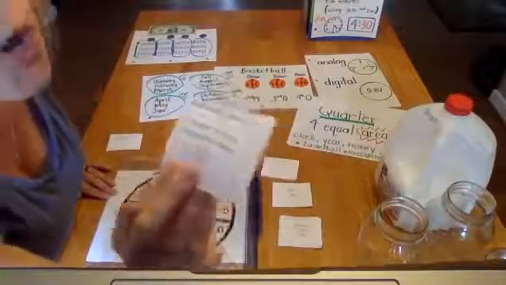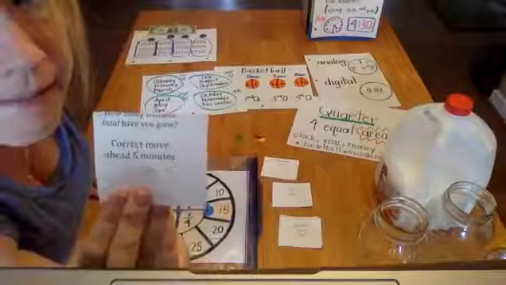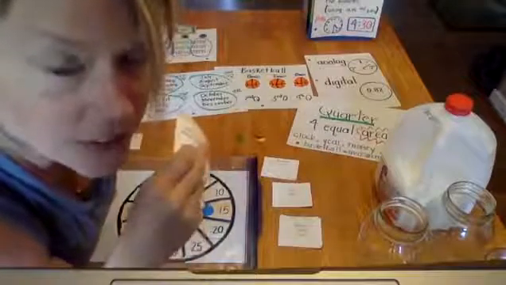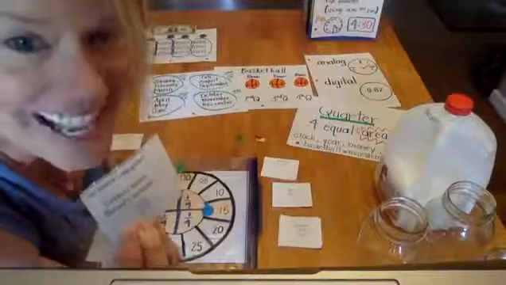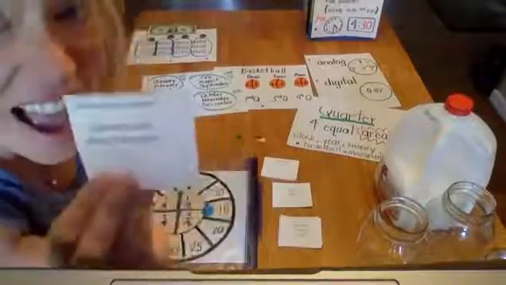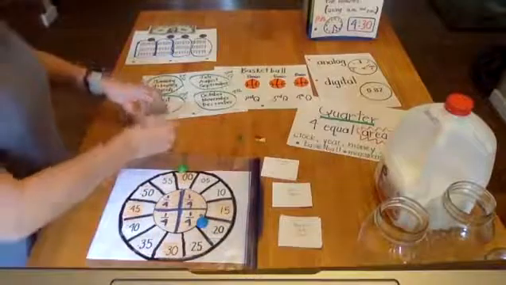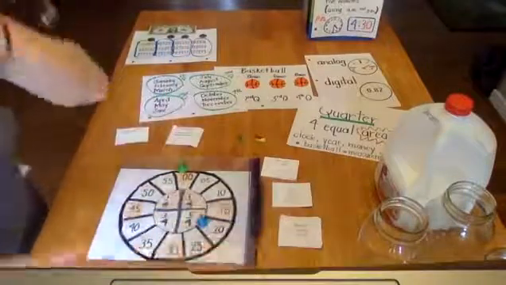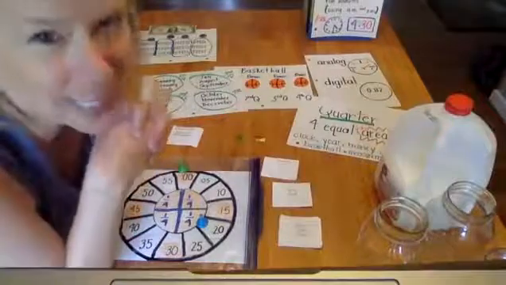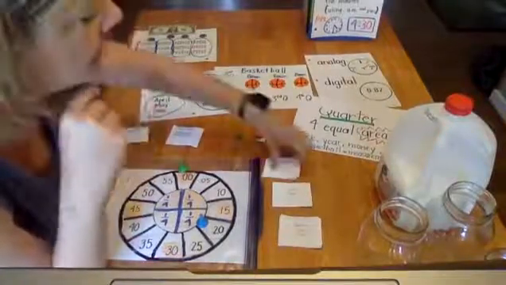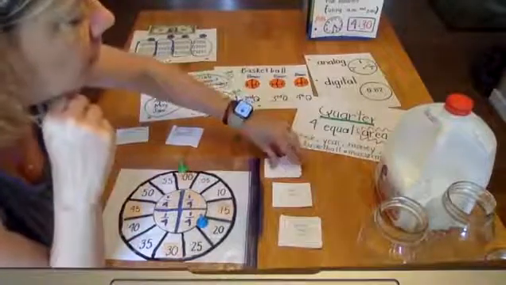How many minutes total have you gone? I just went 15 minutes, and I'm right. So I get to move ahead 5 minutes. Woohoo! 20. All right. So now it's the next player's turn. Let's say, we'll just say it's Zeb. Pretend Zeb's here, okay? So Zeb's going to pick up a minute card.